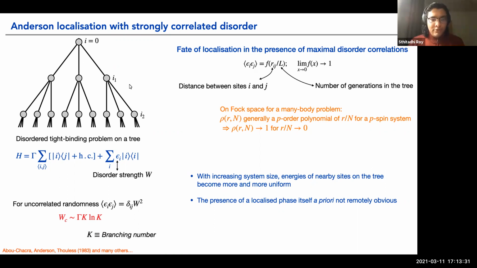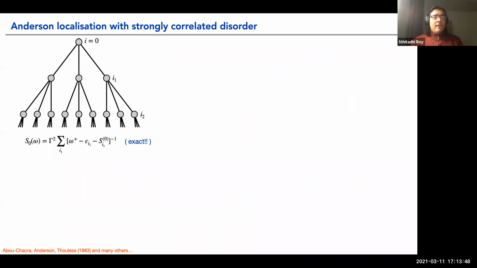Now, on this tree as well, you notice that with increasing system size, the energies of nearby sites actually become more and more uniform, just like in the MBL problem. And hence, forget about the MBL problem, on this Anderson localization problem, the presence of a non-ergodic phase is not remotely obvious.